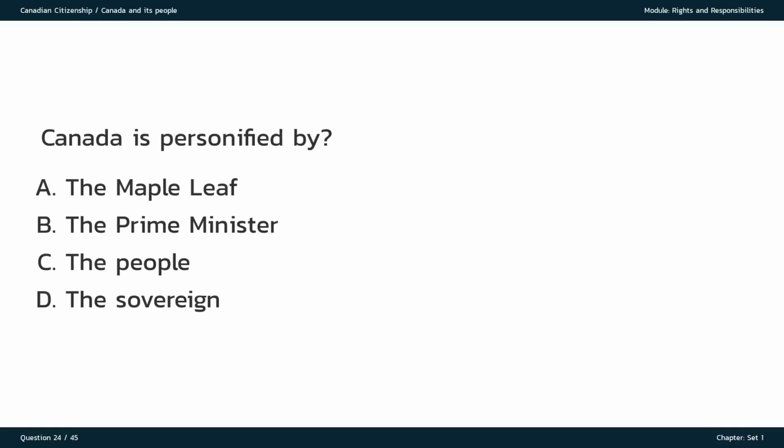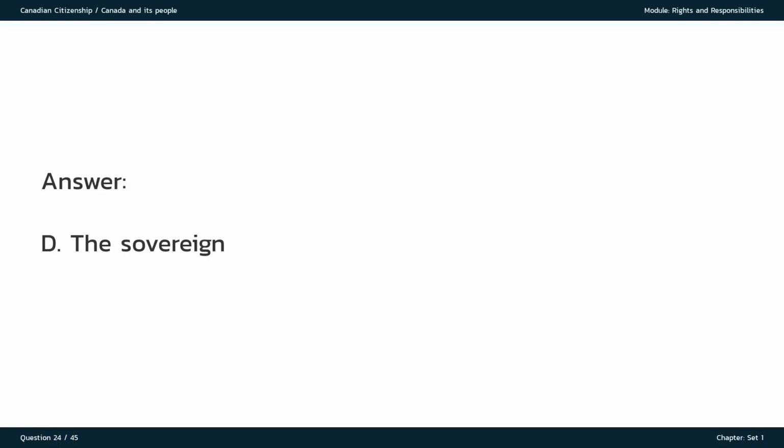Canada is personified by A. The maple leaf. B. The Prime Minister. C. The people. D. The sovereign. The answer is D. The sovereign.